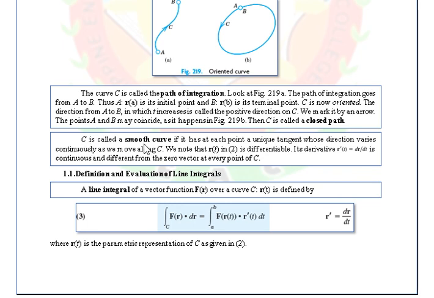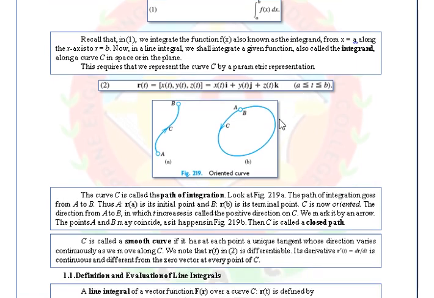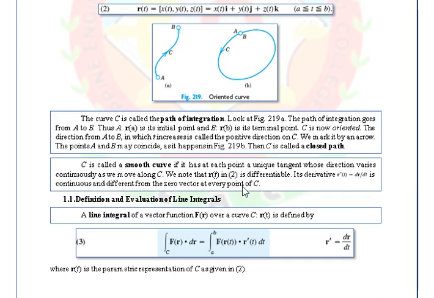C is called a smooth curve if each point has a unique tangent whose direction varies continuously as we move along C. Okay, so we note that r of t in equation 2 is differentiable. That means its derivative with respect to time is defined, so it is not equal to 0.